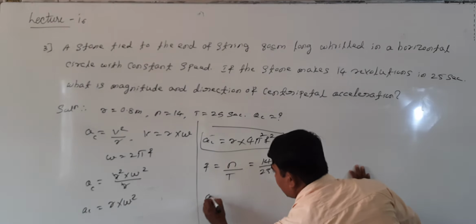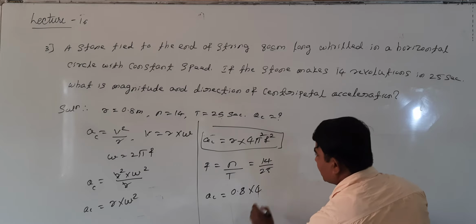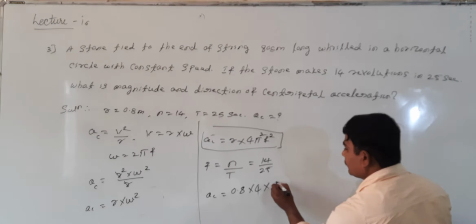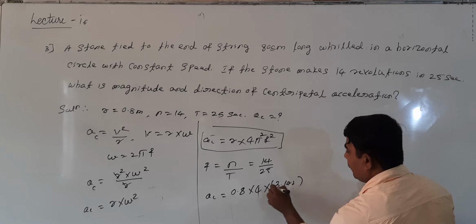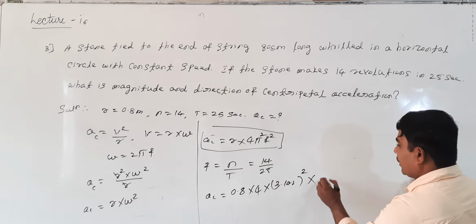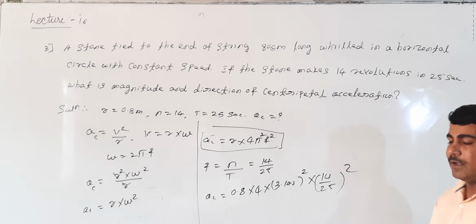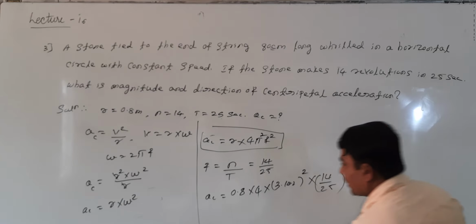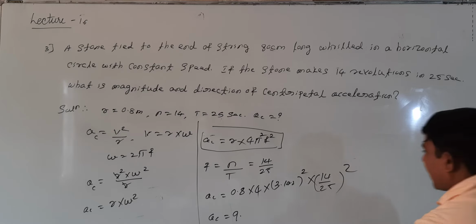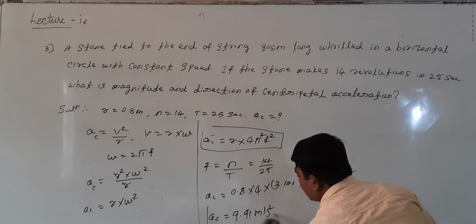We will get directly AC equal to R, which is 0.8. 4 kept the same. What is the pi value? 3.142, whole square. F is 14 divided by 25, whole square. Calculate all these values. What acceleration did we get? Acceleration is nearly 9.91 meter per second square.